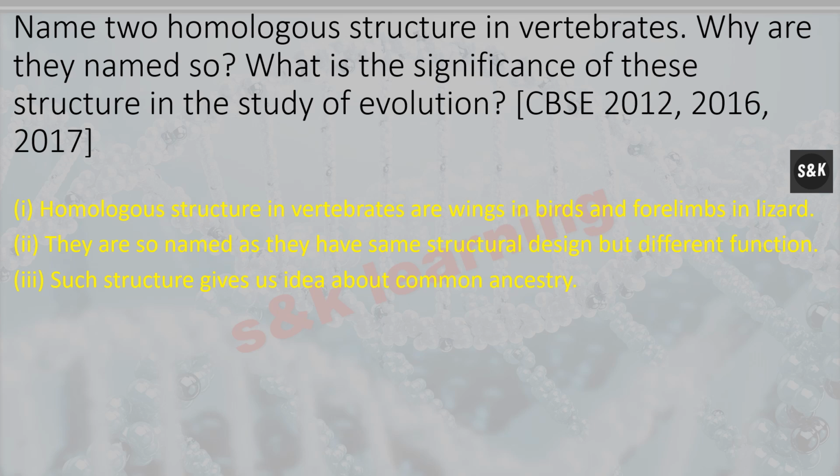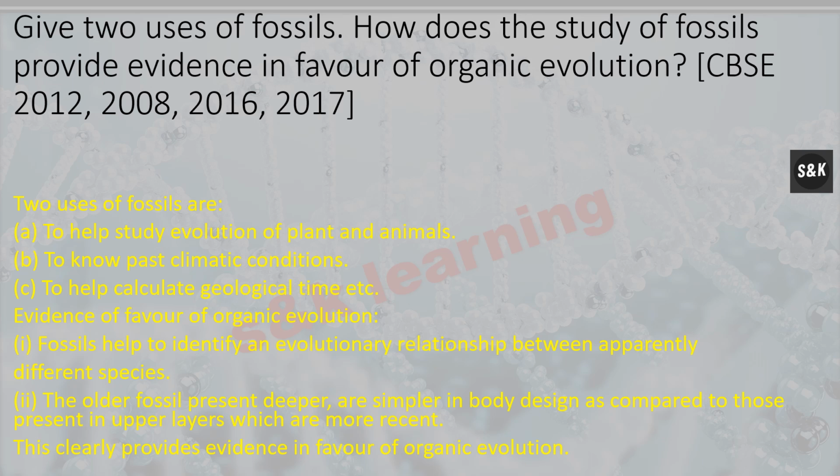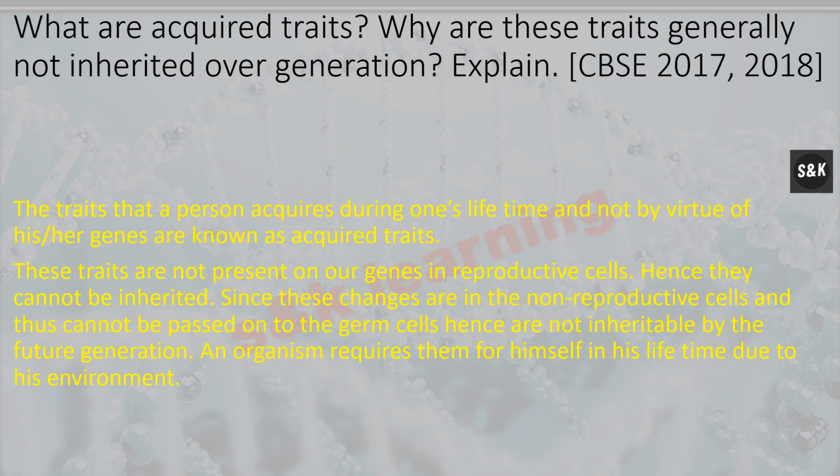Name two homologous structures in vertebrates. Why are they named so? Homologous structures in vertebrates are wings in birds and forelimbs in lizards. They are so named as they have the same structural design but different functions. Give two uses of fossils.